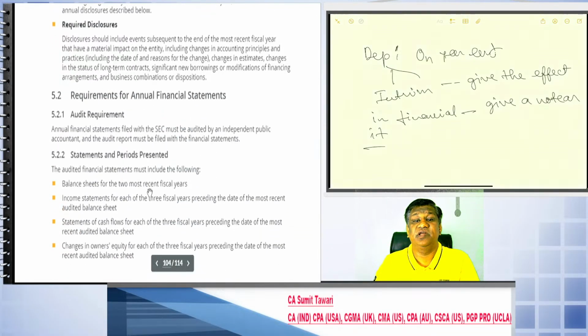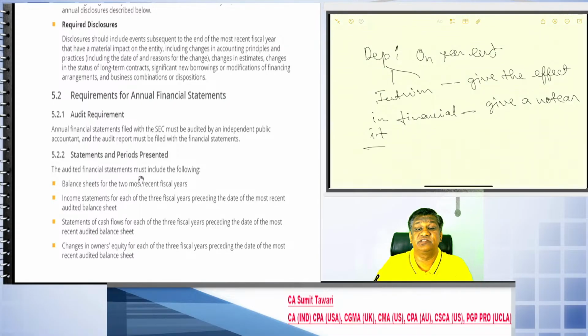Then the requirement for the annual financial statement, audit requirement. Annual financial statement filed with the SEC must be audited by the independent public accountant, and the audit report must be filed with the financial statement. So annual financial statement, it is detailed audited. Okay, statement and the period presented.